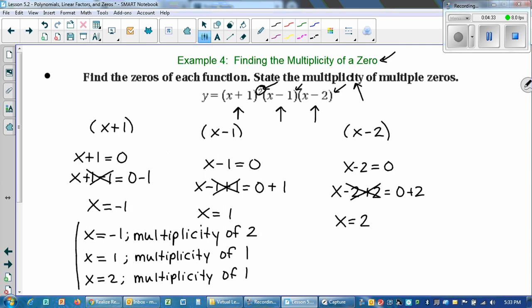So our final answers are the ones we have here in our box, which is x is equal to negative 1, multiplicity of 2, because again we have our 2. X equals 1, multiplicity of 1 because we have a 1 understood exponent. And x equals 2, multiplicity of 1 because we had, again, an understanding of 1 for our exponent. Now we're going to get some practice.